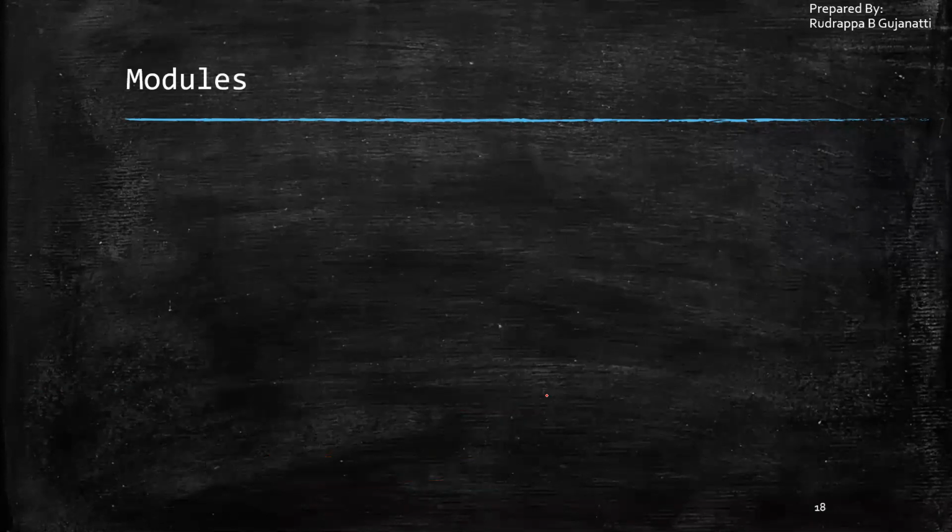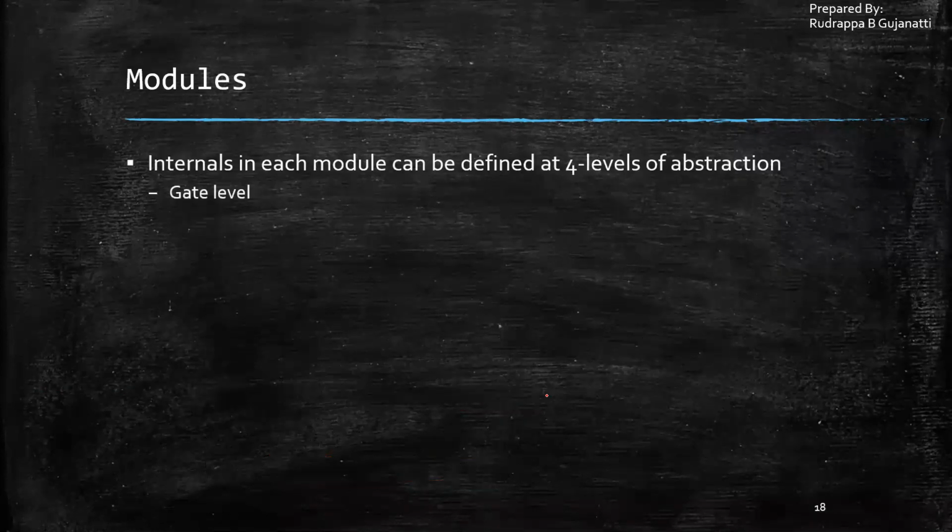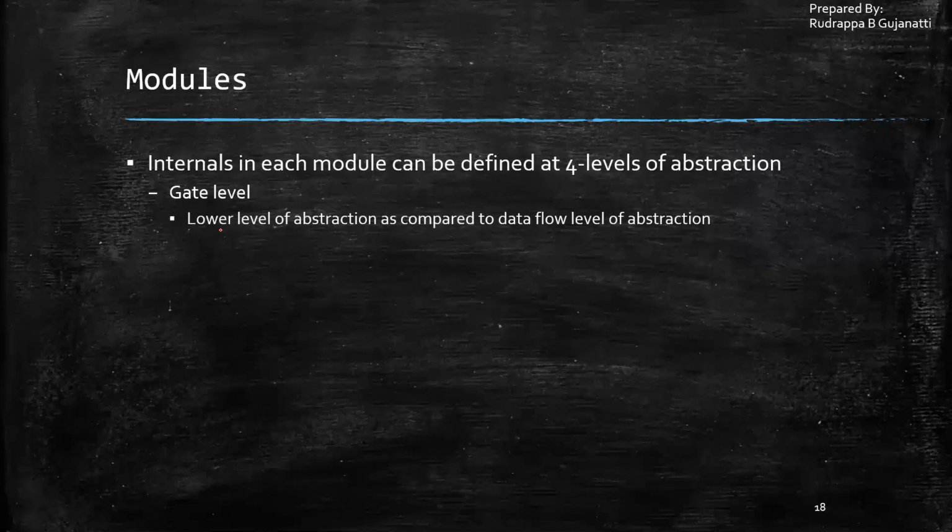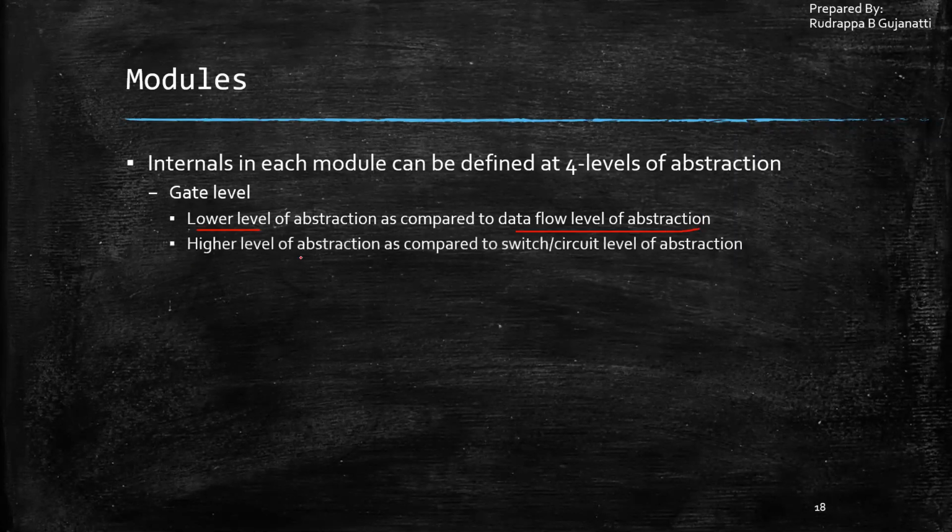The next level is the gate level, which is sometimes specified as the structural level. Gate level is a higher level of abstraction as compared to the switch level, and a lower level of abstraction as compared to the data flow level. It is higher than the switch or the circuit level of abstraction. Sometimes we term this the structural level of abstraction also.